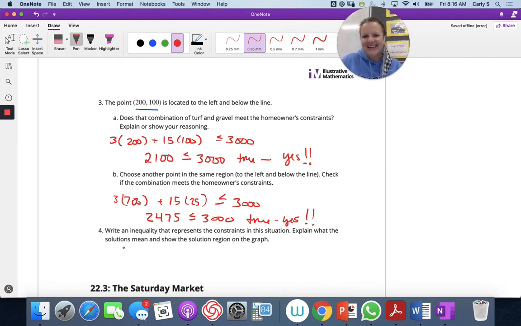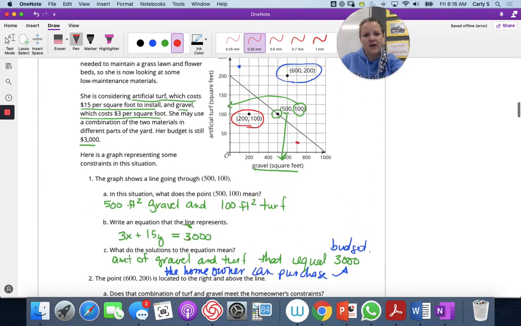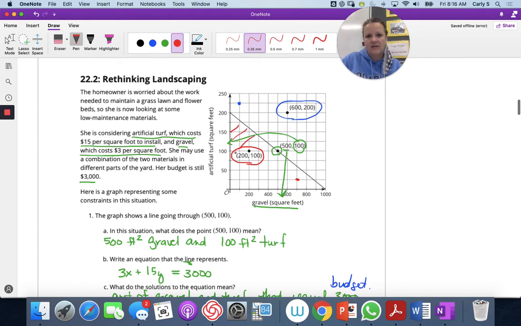Write an inequality that represents the constraints in this situation. Explain what the solutions mean and show the solution region in the graph. I already did that. So our inequality is 3x plus 15y has to be within budget, so less than or equal to 3,000. And the solution, if you go back up to the graph, are all the ordered pairs to the left and below the line. So every single ordered pair within this shaded region is a solution, including all of the dots that make up the line. That's why we made it a solid line, because those are also solutions to the equation.